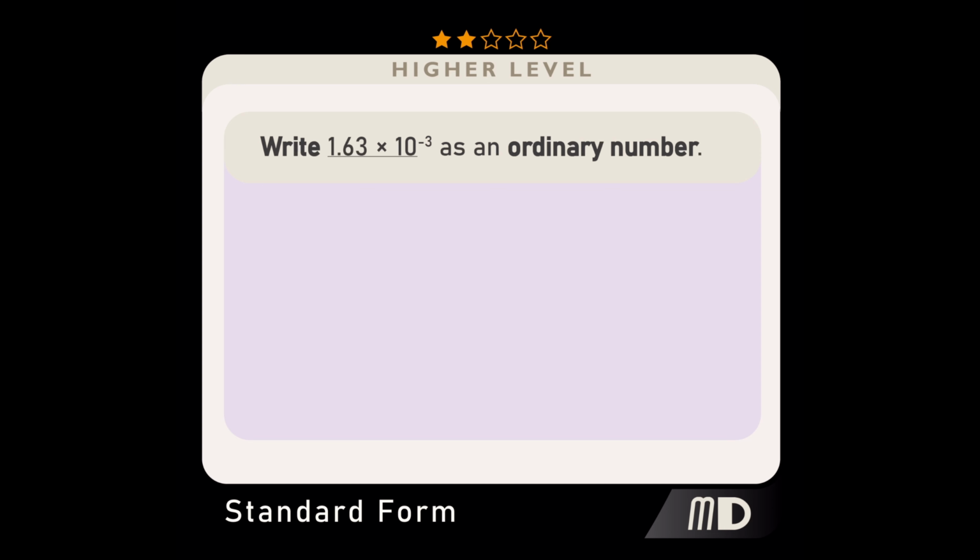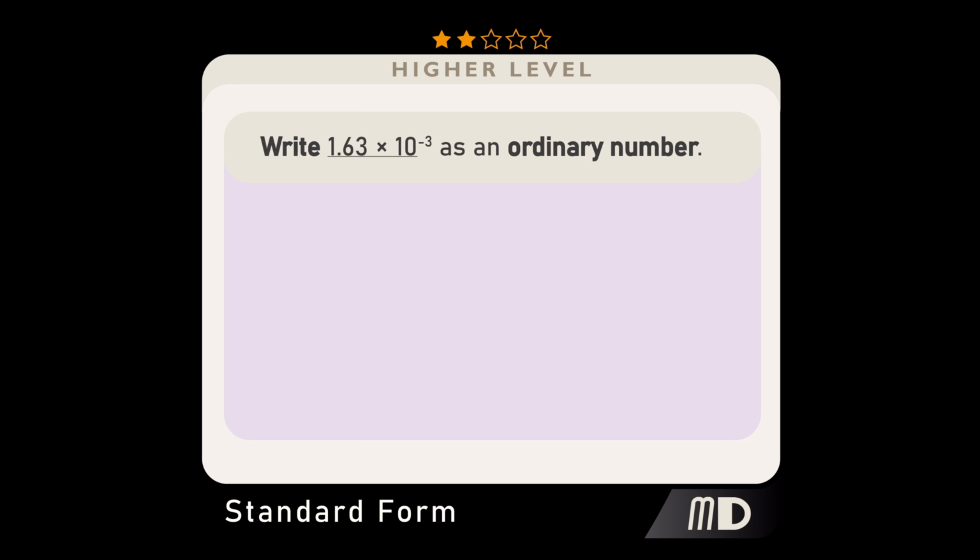We've been given the number 1.63 multiplied by 10 to the power of -3. So a has the value 1.63 and n is -3.